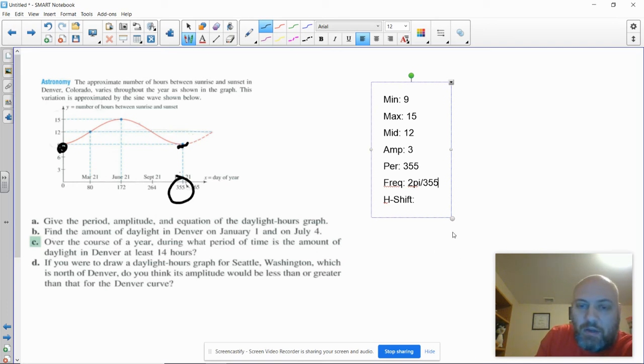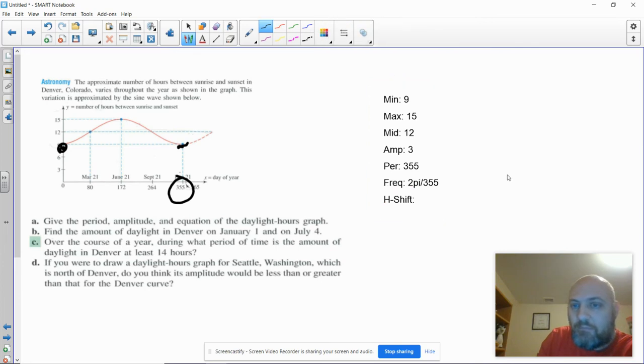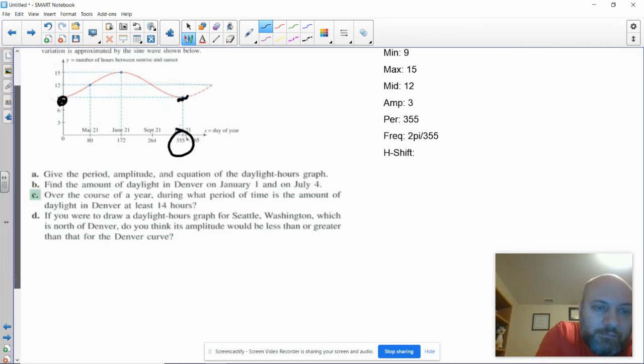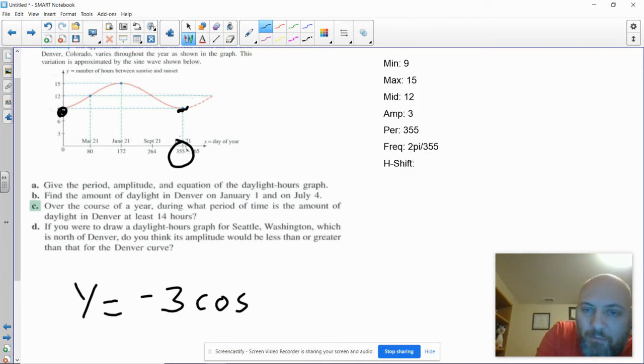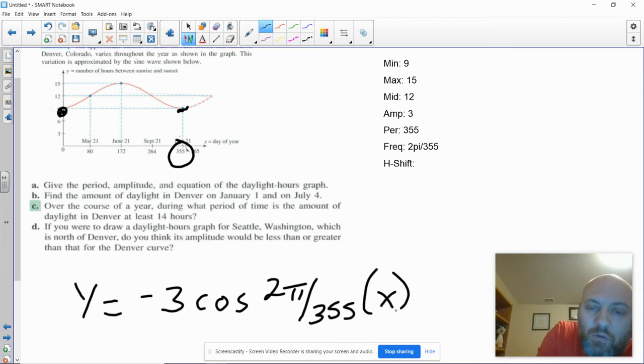So to write the equation, I've given my period, I've given my amplitude. I'm going to use the upside down cosine, the inverse cosine, so that way I won't have a horizontal shift. My amplitude is 3. My frequency is 2 pi over 355. No horizontal shift, and a midline of 12.